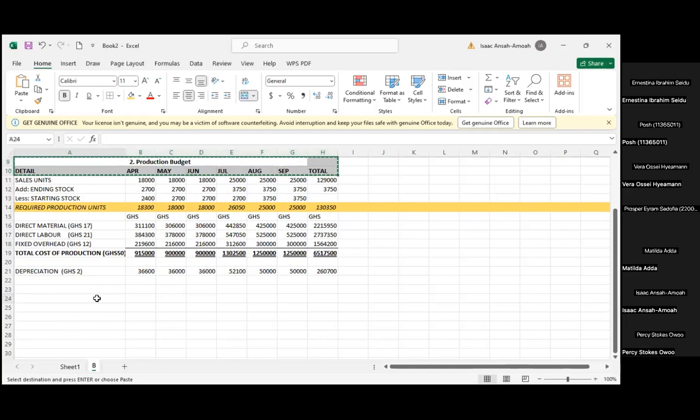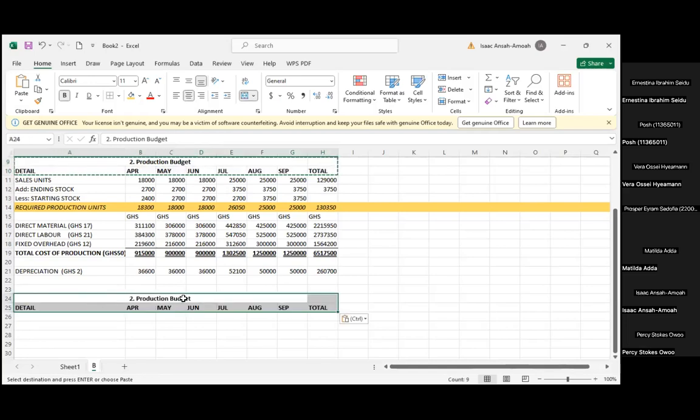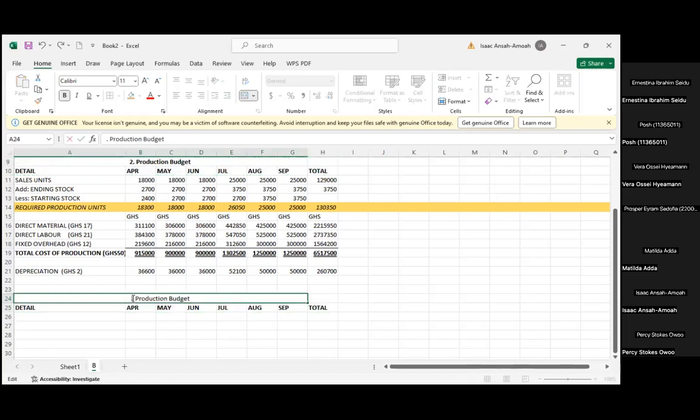I want to do schedule of payment to suppliers. Number 3. This is not a budget. I've always said this, but this is not a budget. Schedule of payment to suppliers.